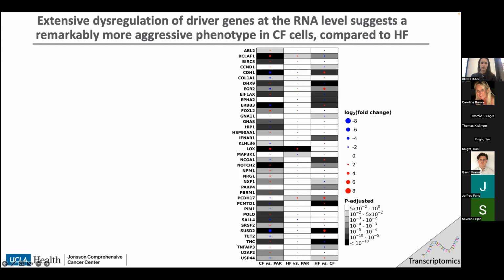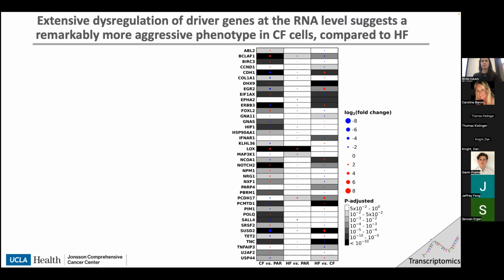You can see here that, strikingly, almost all hits that we got were in CF cells. So CF has much more dysregulation of driver genes. And when we tested HF compared to the parental, you can see that almost all squares here are blank. That means that HF, also in terms of driver genes, is much more similar to the parental.